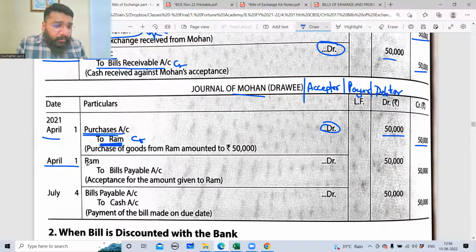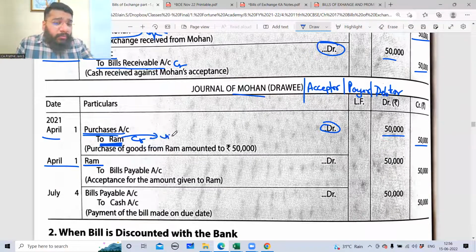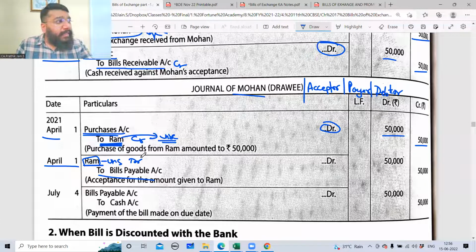So Ram will reverse. Not Ram accepted, Mohan accepted the bill. So when the bill of exchange is executed, Ram is unsecured to that extent. So we'll reverse the unsecured, and in place of that, bills payable has been created. So this credit, Ram is a creditor. Reversing a liability, I need to give a debit. To decrease the liability, I need to give a debit, and bills payable is a new liability. To create a new liability, I need to give a credit.